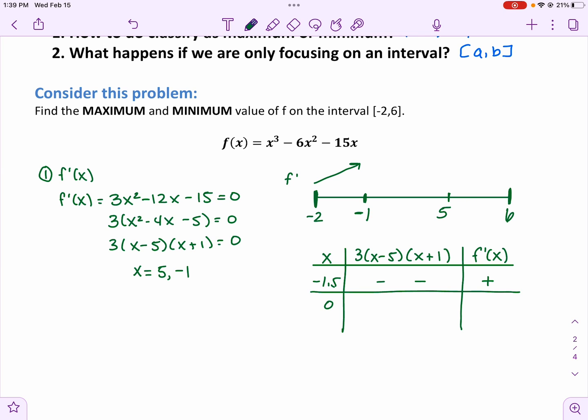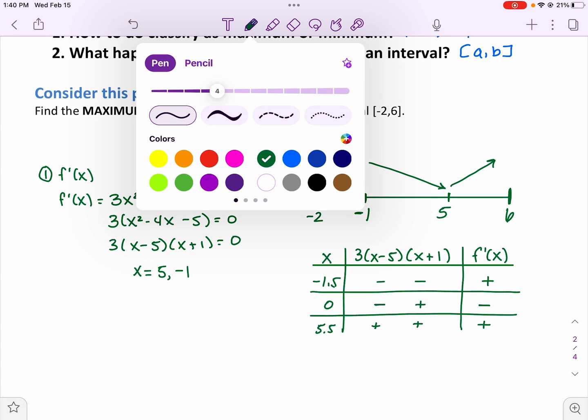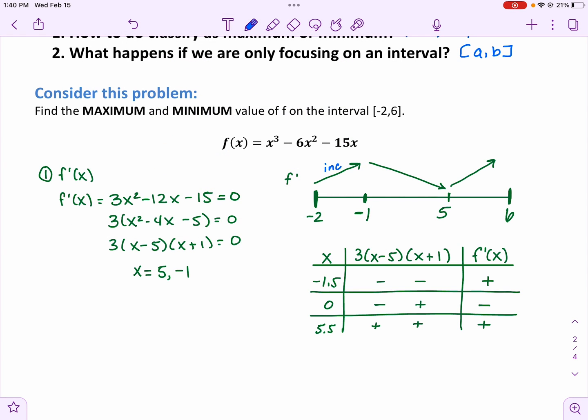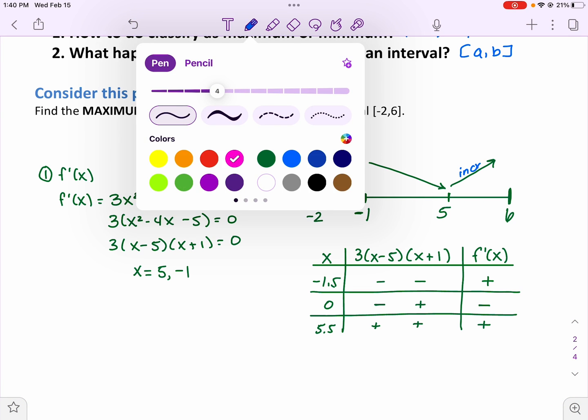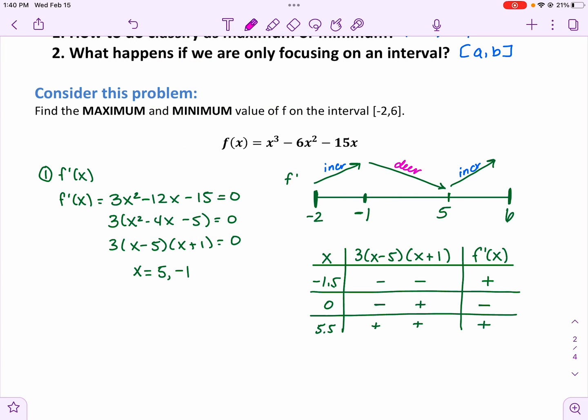If you were to try a number in the next region like 0, you would have a negative factor and a positive factor, which again gives us a negative derivative. So that means that my function would be decreasing. And then finally, last but not least, in the last region, you could try something like 5.5, which would give you a positive factor and a positive factor, which means the derivative is positive. So in terms of looking here, again, the function is going from increasing to decreasing to increasing, right? We have the middle section here, which is decreasing.